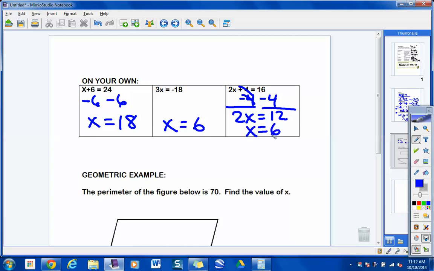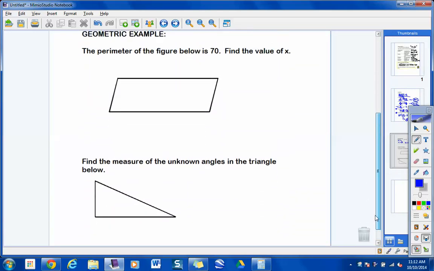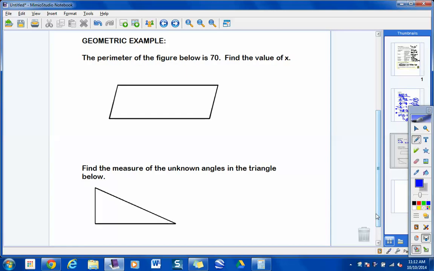Let's run through a couple of examples involving perimeter. Get you a short, quick quiz, and we'll get you on your way for the weekend, all right? Guys, this next one right here says geometric example. It says the perimeter of a figure is 70. Find the value of x, okay?